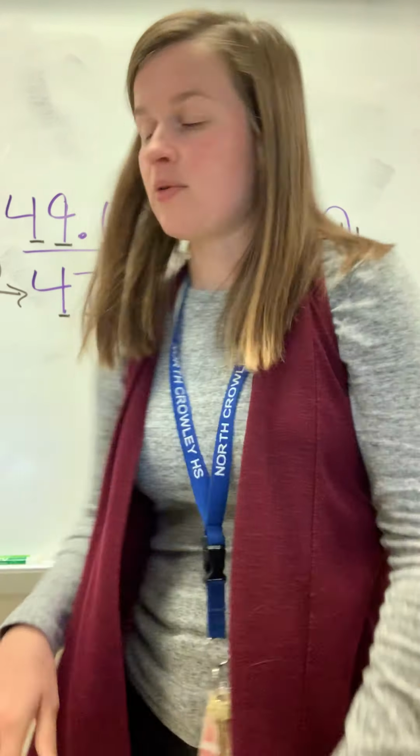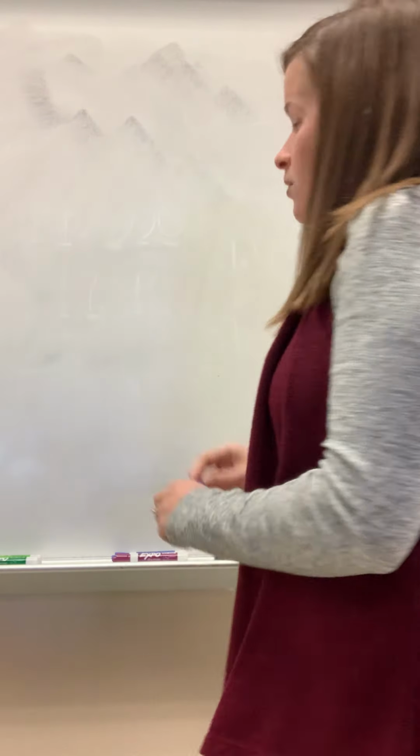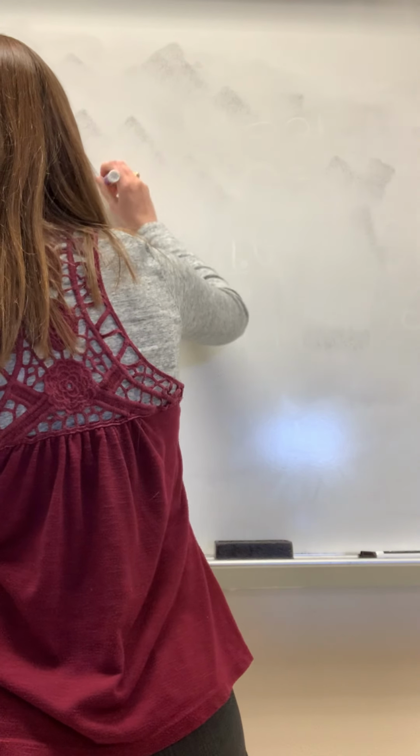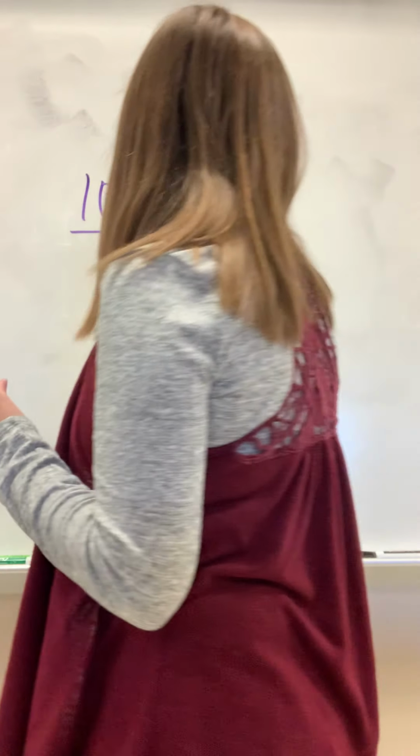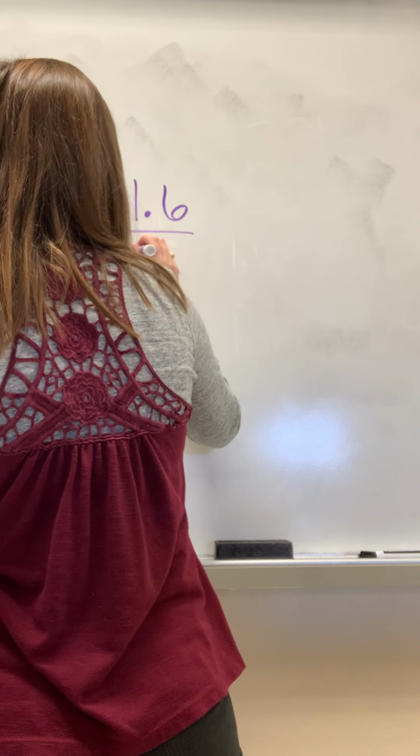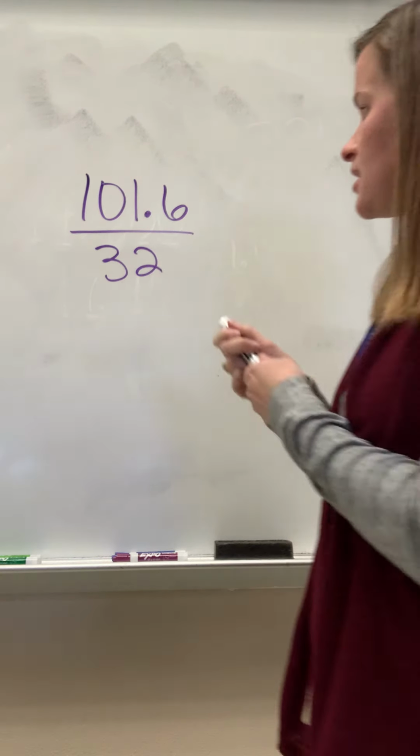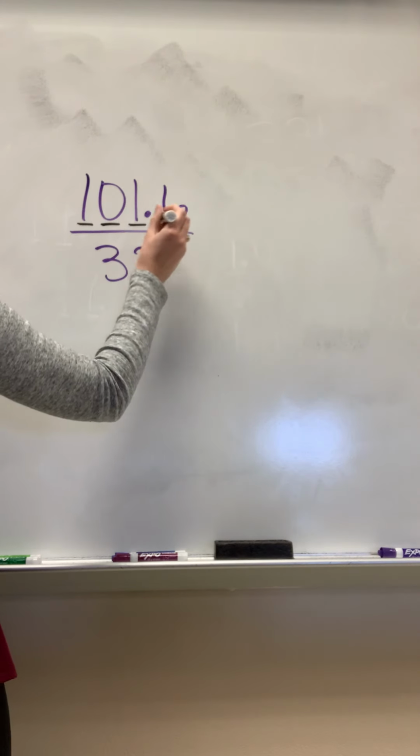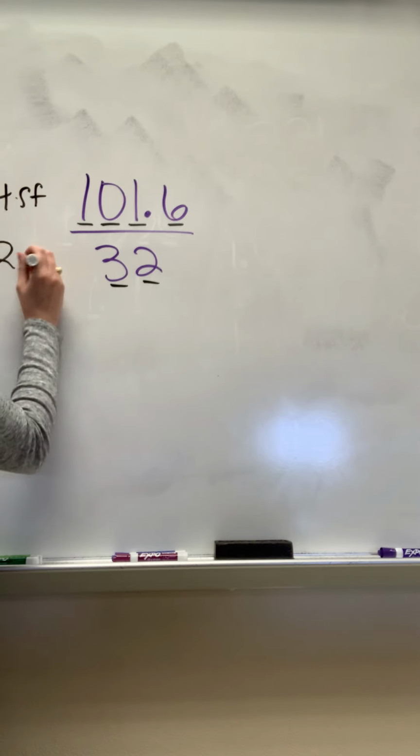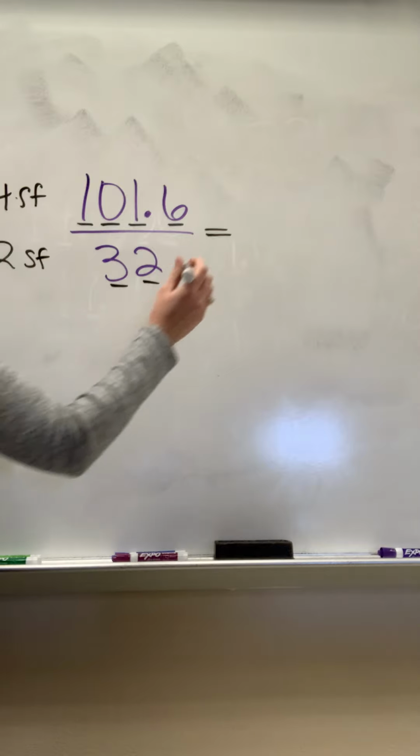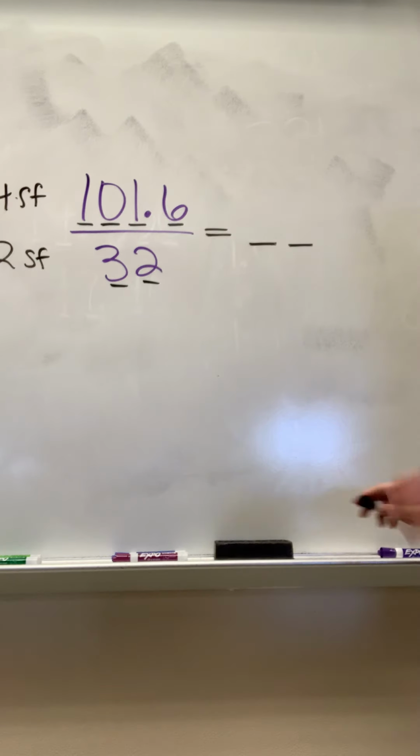Okay, and so we're going to do another example. So I'm going to say this time we'll take 101.6 and let's divide it by 32. Okay? So now let's talk about this. This one has 1, 2, 3, 4 sig figs, and this one only has 2 sig figs. So our answer can only have 2 sig figs. Why? Because this one only has 2 sig figs. It doesn't matter where the decimal's at, it just matters about sig figs.